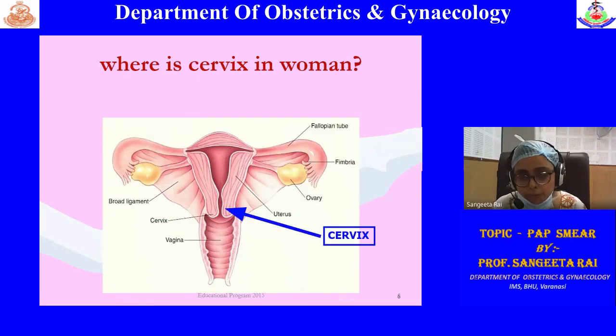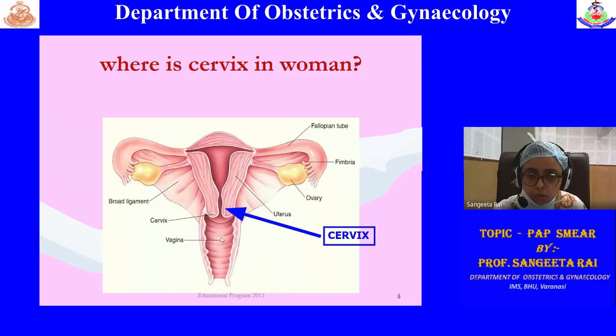Before I go to the Pap smear, we should know the area of the cervix where we take the scrapings. We can see here in the diagram, this is the uterus, and this lower part of the uterus is known as the cervix. The cervix has two parts. The part which is inside is known as the endocervix, and the part which is outside is known as the ectocervix. A line joining the endocervix and the ectocervix is known as the transformation zone. This is an imaginary line. So why is it important to know the transformation zone?